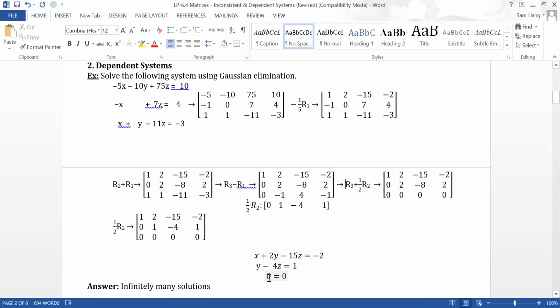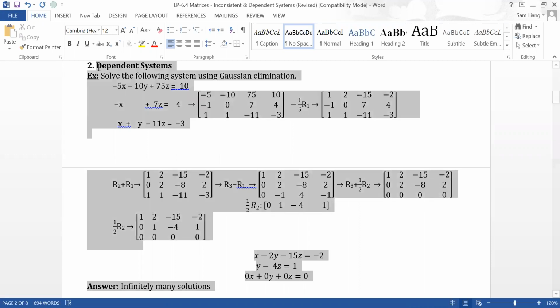And this equation is always true, no matter what number you plug in for x, y, z. Technically this could represent 0x plus 0y plus 0z equals 0. For any x, y, z that you plug in, like 1, 1, 1, it doesn't matter, this is always true. It might be more helpful if I represent it like that. But yeah, there are infinitely many solutions for this system. Next I'll define what a dependent system is, and then we'll close with one more question.